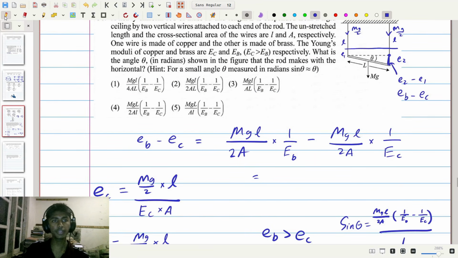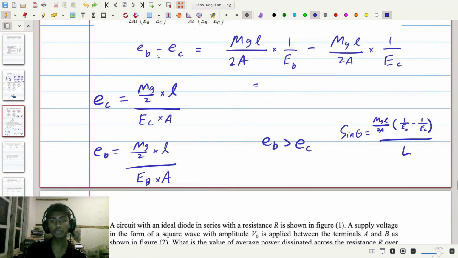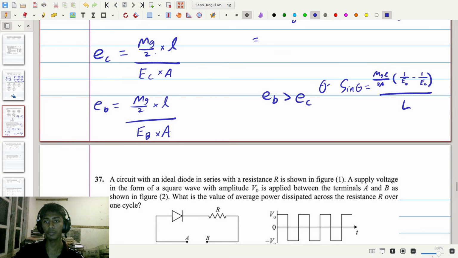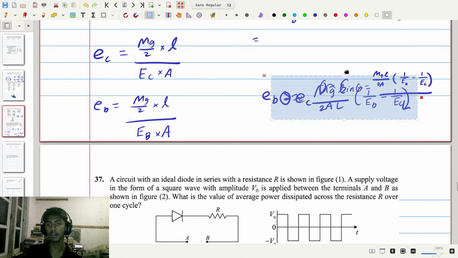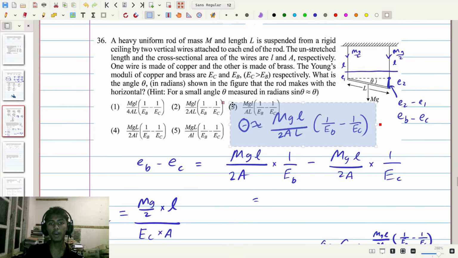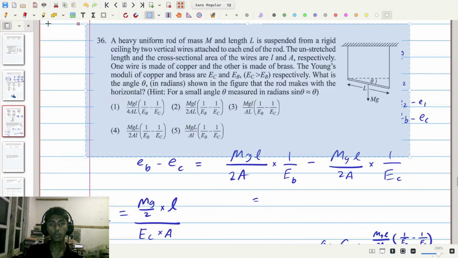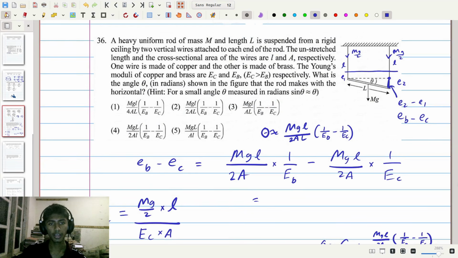Now using the hint they gave us, since for a small angle, sine theta is approximately equal to theta, we can also say theta is approximately equal to this value. And therefore, theta is approximately equal to mg divided by 2A times 1 over E sub B minus 1 over E sub C. So this equation right here is the answer for theta. Now going up, we can see out of our answers, the one that matches this is answer number 2.